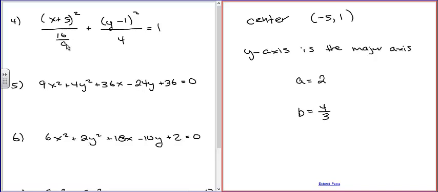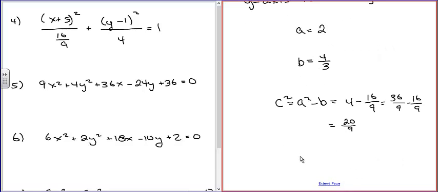So the square root of 16 is 4, and the square root of 9 is 3. The square root of 4 is 2. c squared equals a squared minus b squared. So that's 4 minus 16/9. Now 4 is 36/9. So you get 36/9 minus 16/9, which is 20/9. So c is equal to the square root of 20/9. We'll just do the calculation there: 20 divided by 9, take the square root, you get 1.49.